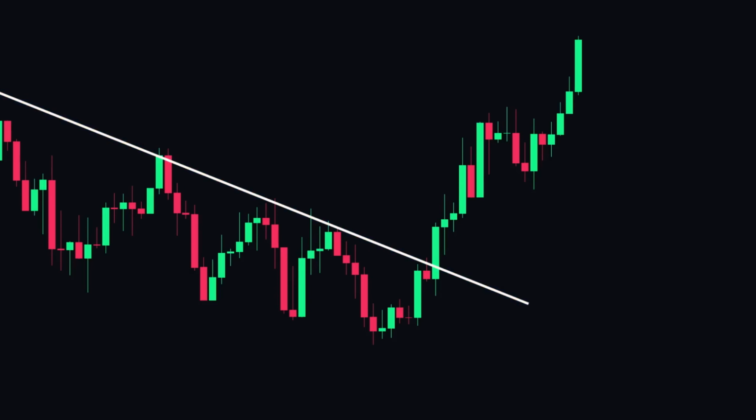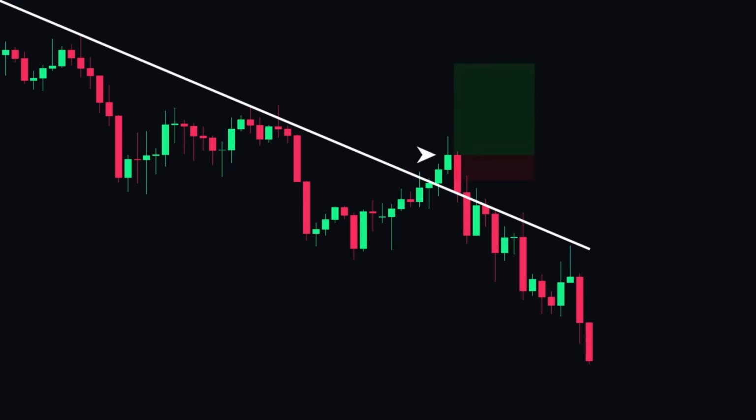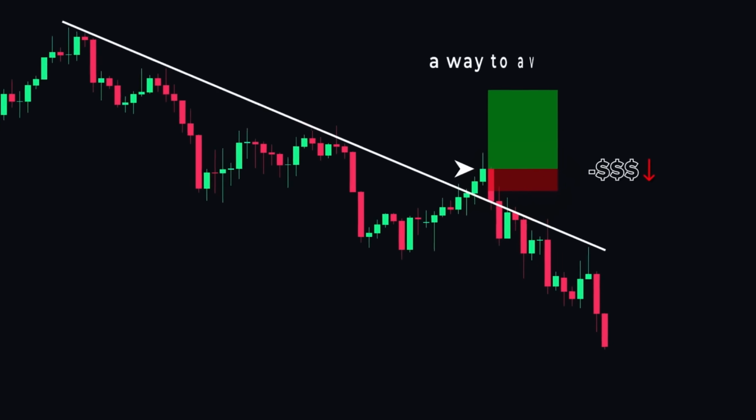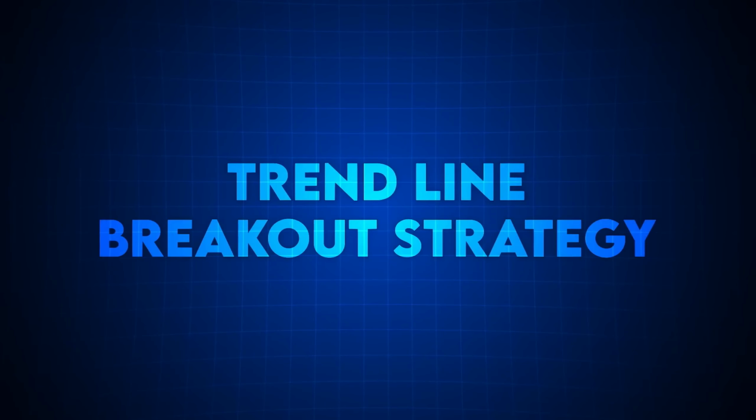However, you can't just blindly enter a position when a trend line breaks because price could form what's called a false breakout. This is when price breaks a trend line, making you think a trend change is happening, but it reverses back down instead. If you entered a buy position, you'll end up taking a loss. There's actually a way to avoid this. So here's the trend line breakout strategy I use. That's made me a lot of money.